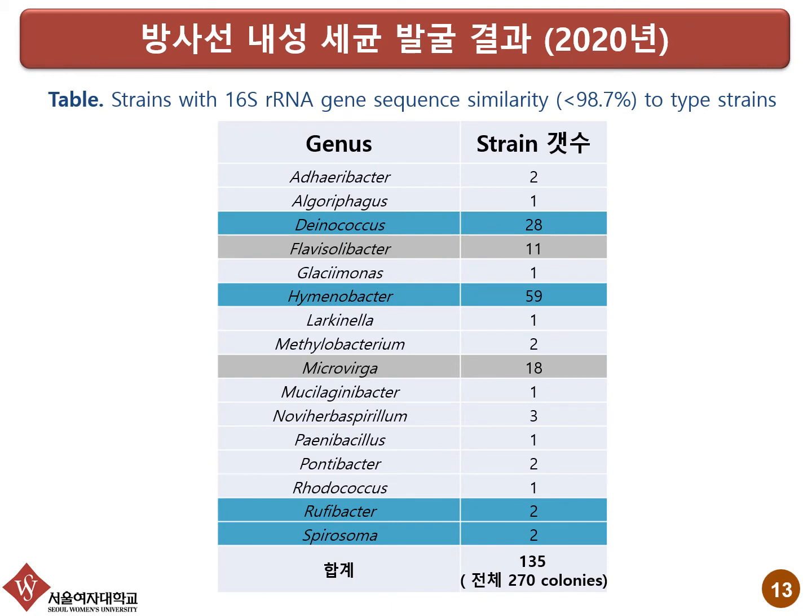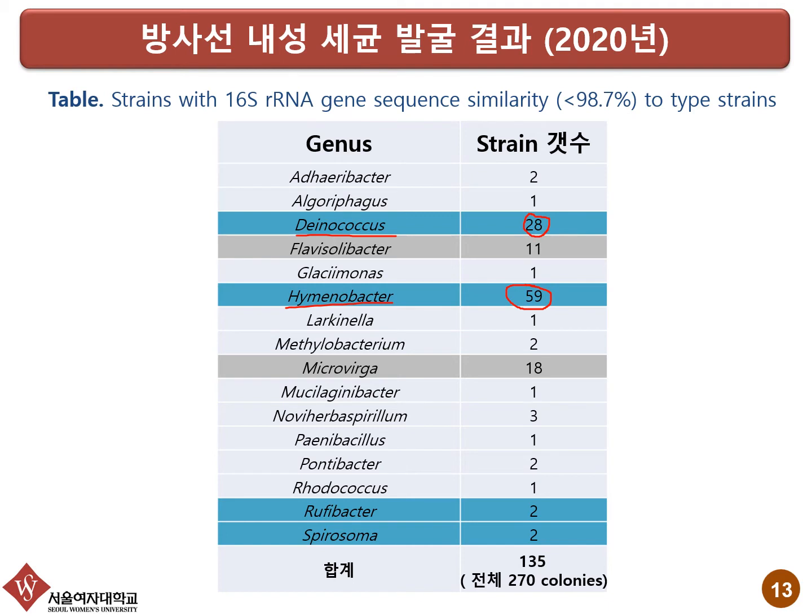So here is the table of bacteria which were isolated in the year 2020 after irradiating the soil sample with gamma radiation. You can see that several bacterial genera are present after radiation, but the major genera are Hymenobacter and Deinococcus. For Hymenobacter, there are 59 strains, and Deinococcus 28 strains.